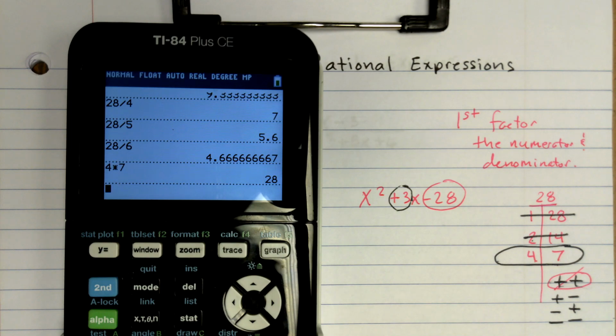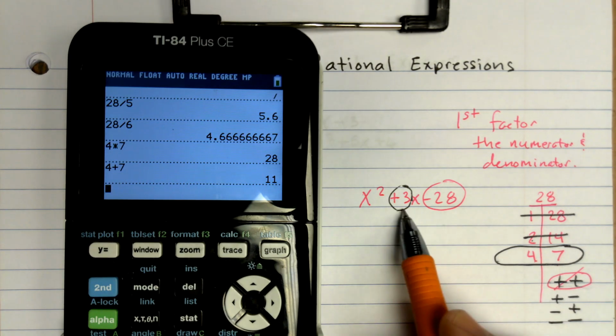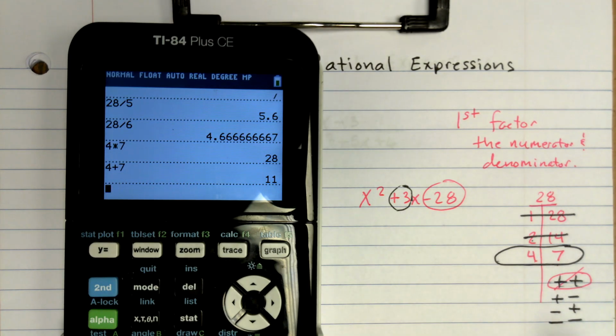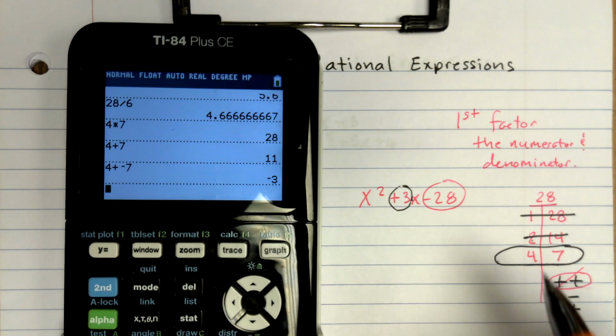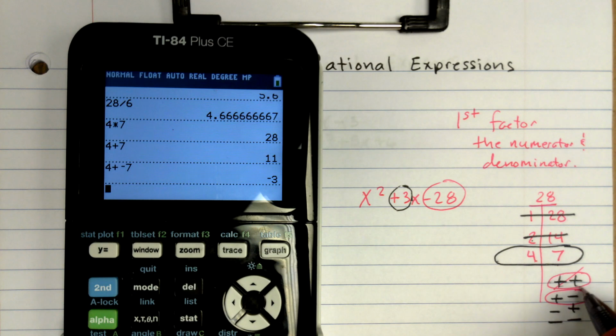Now, on the other hand, if I took positive 4 and I added positive 7 to it, it would give me 11. So again, we're looking for a 3. So then you can say, well, what if the 4 was positive and the 7 was negative? Okay, so positive 4 plus negative 7 would give me a negative 3, not a positive. So that eliminates that possibility.